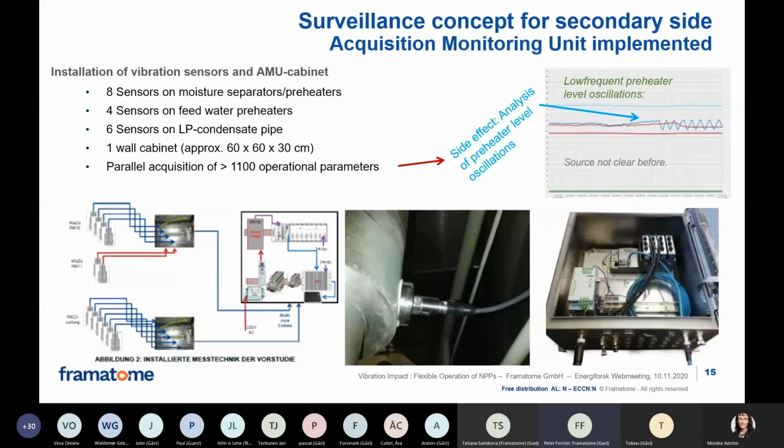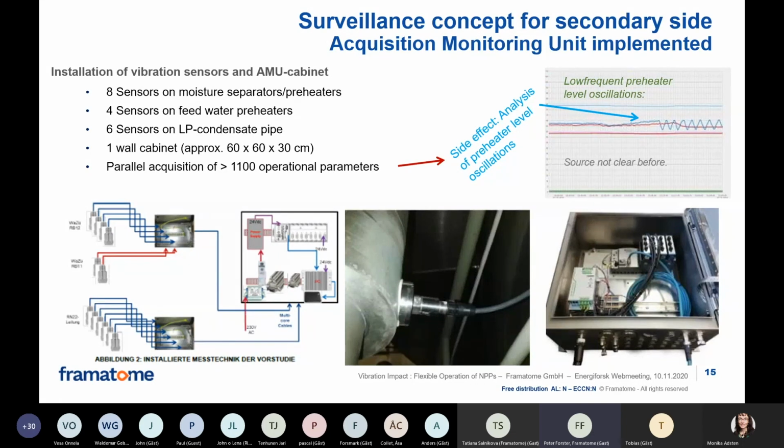You see it in the right lower corner. It's quite a small cabinet installed in the turbine house. And which is quite important and useful, we made a parallel acquisition of more than 1,100 operational parameters from the process system, which are already present in the plant, and combined this with the vibration recording. You see in the left corner a small architecture of this, with the sensors on the left side and the gathering of this information in a common system.